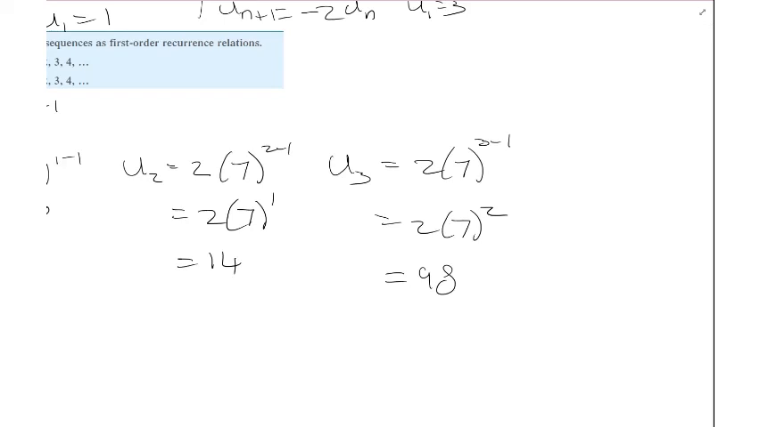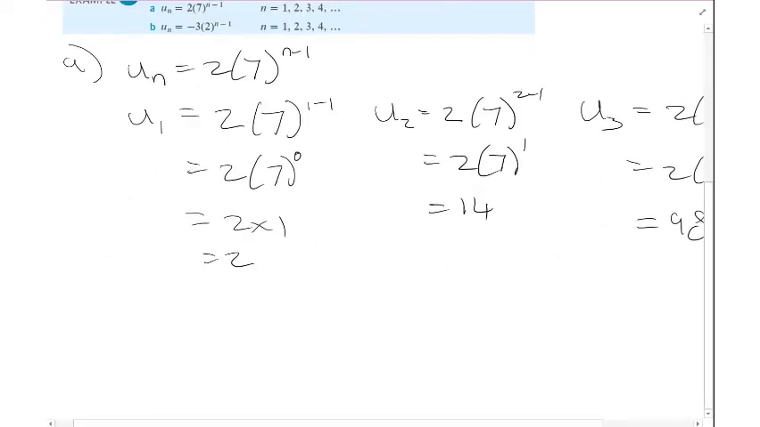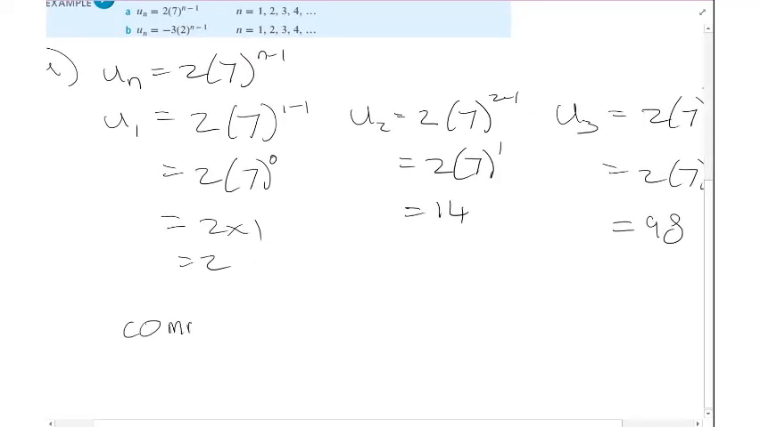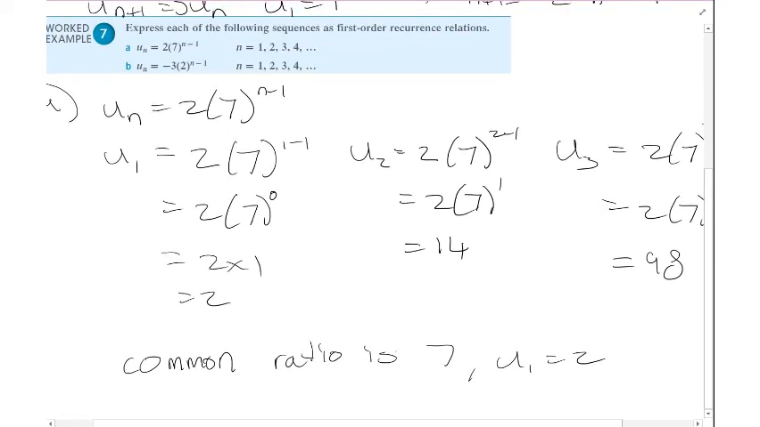Okay, and what we're looking at here is that we find that the common ratio, oops, I was right, ratio not ration. Common ratio is 7, okay? And U1 equals 2, remember? Because when I put n equals 1 in there, this is my first term, okay? And my common ratio is this bit here.